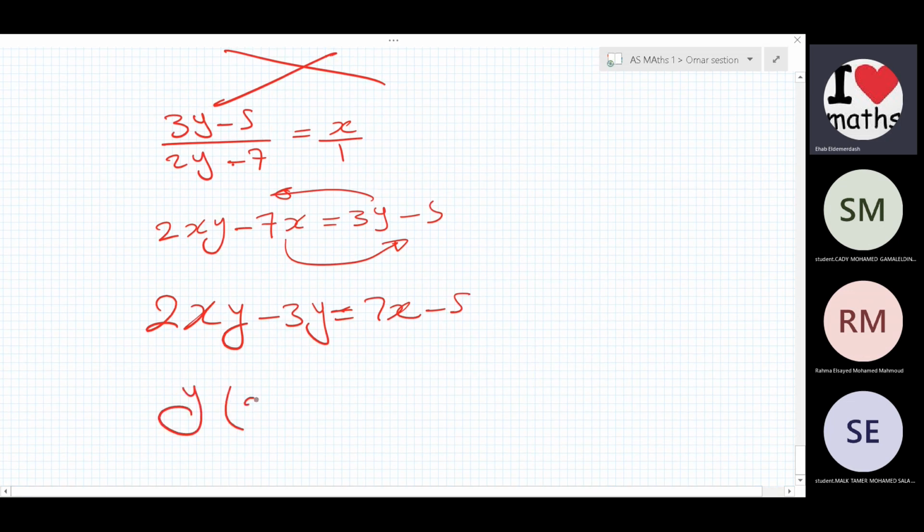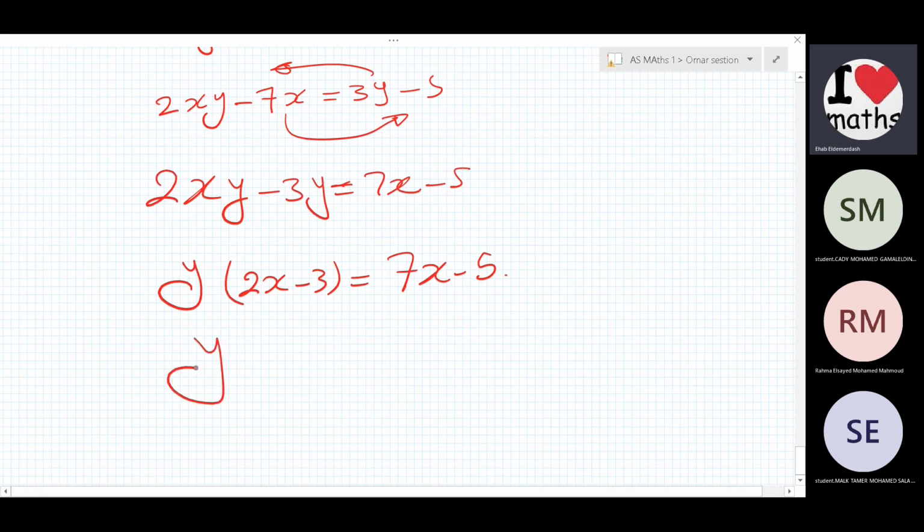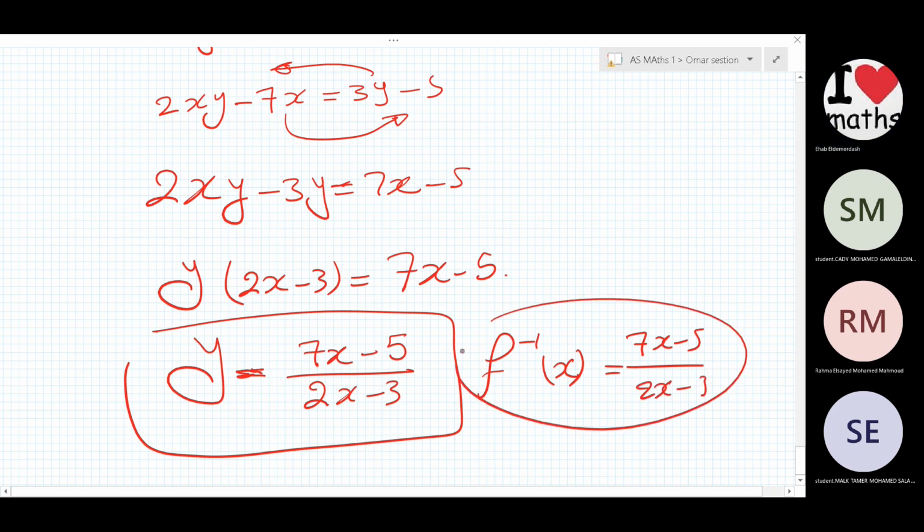I will take y as a common factor. So it's y times 2x minus 3 is equal to 7x minus 5. My next level, y بتساوي 7x minus 5 على 2x minus 3. Now, so I get this one, as you see, this is what we will call the inverse of x, equal to 7x minus 5 على 2x minus 3. Am I clear يا عيال؟ حد وصل لحاجة في الموضوع ده؟ عادي.